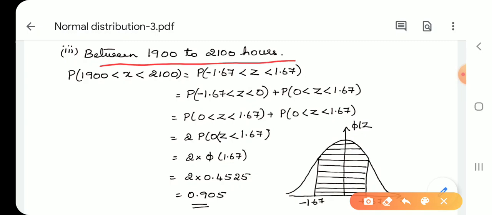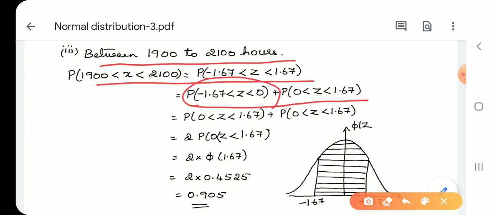2100 hours. So if it is written in terms of Z, it can be written as P of minus 1.67 less than Z less than 1.67. This can be split into two terms, that is P of minus 1.67 less than Z less than 0 plus P of 0 less than Z less than 1.67. This negative value can be written in the form of P of 0 less than Z less than 1.67.